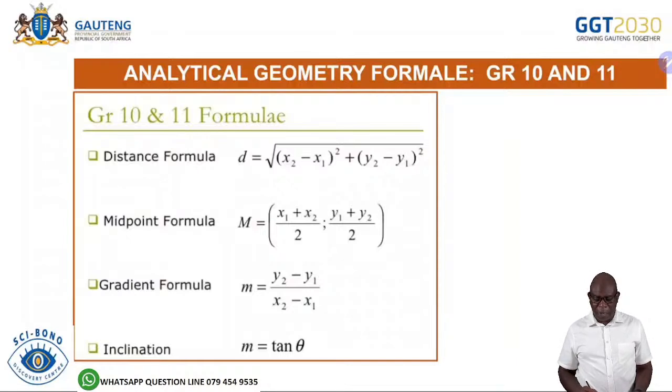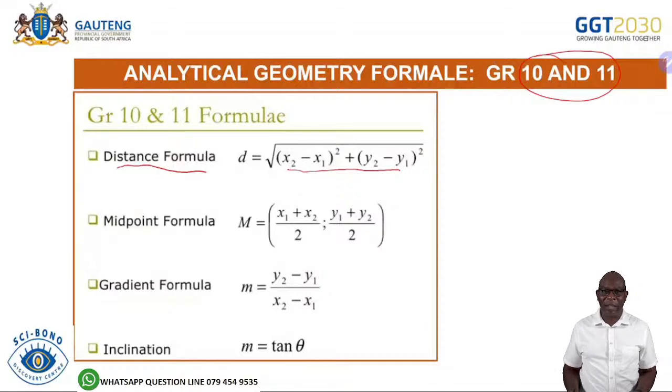I've got 4 formulae in there. These are the grade 10 and the grade 11 formulae. The first one is the distance formula. Please, this formula will be given to you at the end of the year. You don't need to memorize them, but you must know how to use them. The distance formula is x2 minus x1 all squared plus y2 minus y1 all squared, and we need the square root of that, because it's the distance that we're looking for.